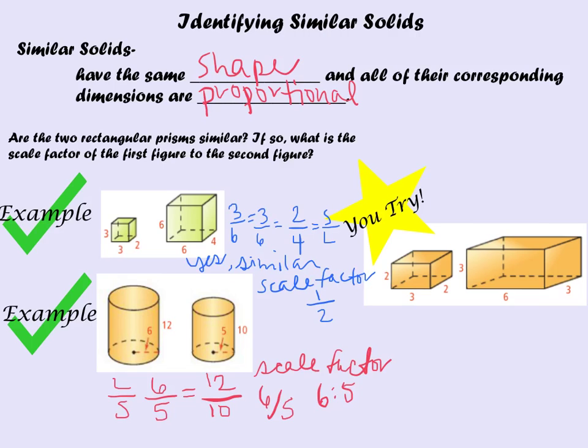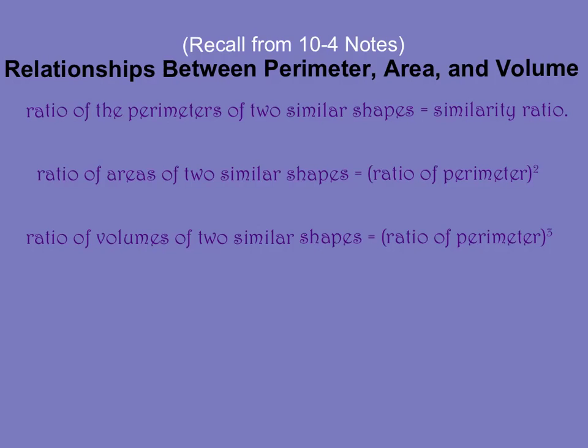Okay, so there's a U-try problem for you to do. And then we're going to take a look at a slide that we actually saw in the 10-4 notes. So you should have this in your notes somewhere. I've got it in past slides. We need to recall the relationship between perimeter, area, and volume. If you remember, the ratio of the perimeters of two similar shapes is going to be the same as your similarity ratio, or your scale factor. But the ratio of your areas is going to be your scale factor squared. And then, last but not least, the ratio of your volumes is going to be your scale factor, or your perimeter ratio, cubed. So we need to make sure we know those things for the next few problems.